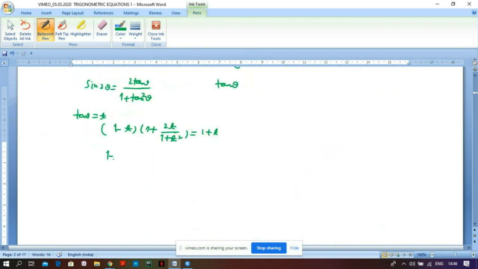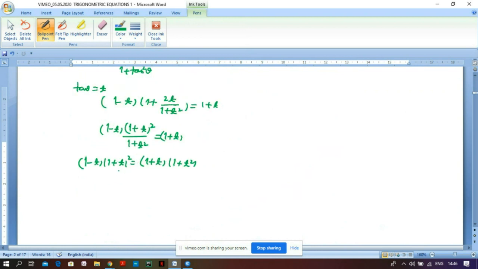Let's keep it like this. So 1 minus t, and this is 1 plus t squared plus 2t, that is (1 plus t) whole square in the numerator, and 1 plus t squared is 1 plus t. So I can bring everything to the left side, or I can multiply by 1 plus t squared. So I write (1 minus t)(1 plus t squared) is (1 plus t) times (1 plus t squared). It's looking the form of a polynomial.